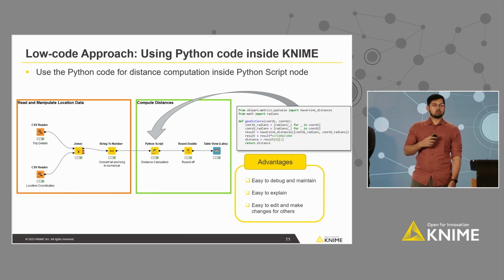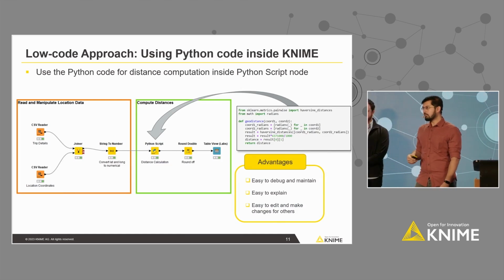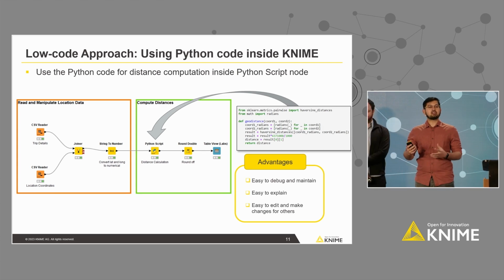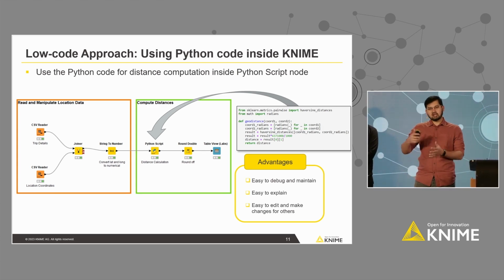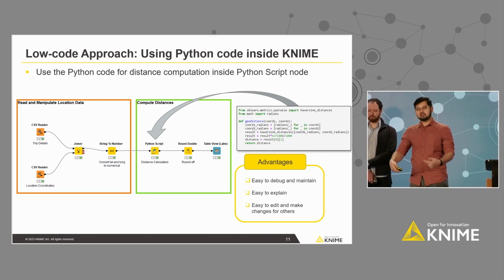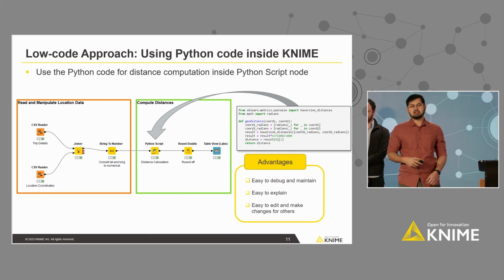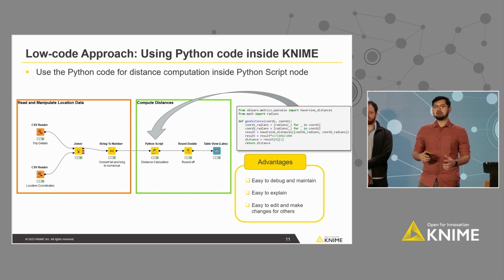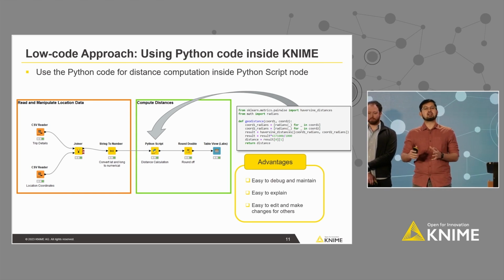Now, moving towards the low-code approach that Paolo was presenting in the beginning, where we use some kind of scripts in between the workflows to arrive at a solution. In this case, with the same problem statement, in the first part you can see that we are reading the data, joining it, and doing some pre-processing so that now this data is ready to compute the distances.